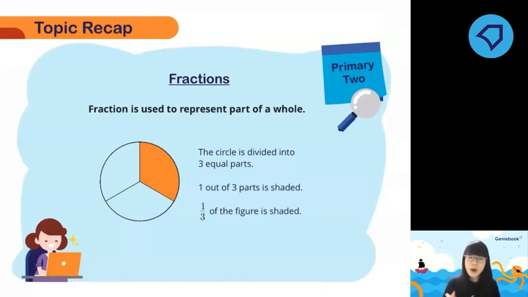Okay, it says primary 2, yes, because this is a recap from your primary 2 level, okay? And then I'm going to go on to primary 3 level of fractions, all right? So this is a recap. By primary 2, you would have learned how to tell me what fraction of the figure is shaded or what fraction of the figure is not shaded, okay? Let's do a quick recap to be sure that you are very familiar with what you have learned in primary 2, okay?